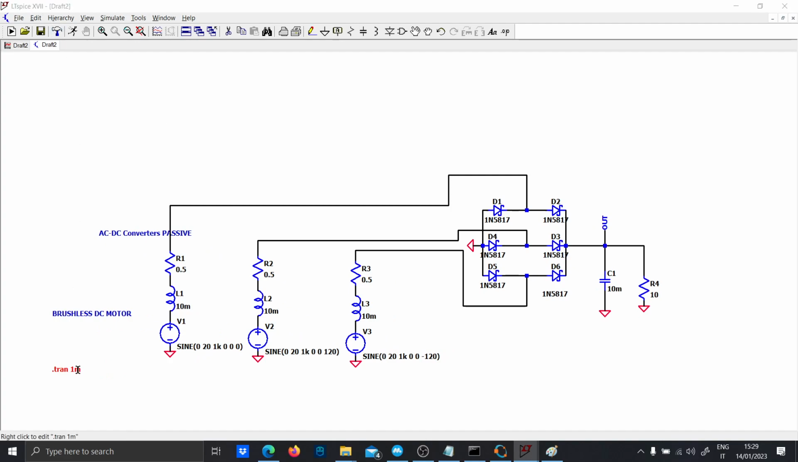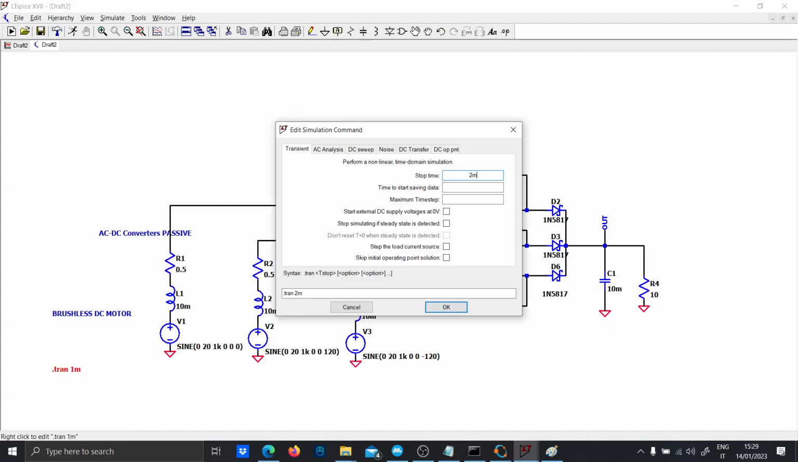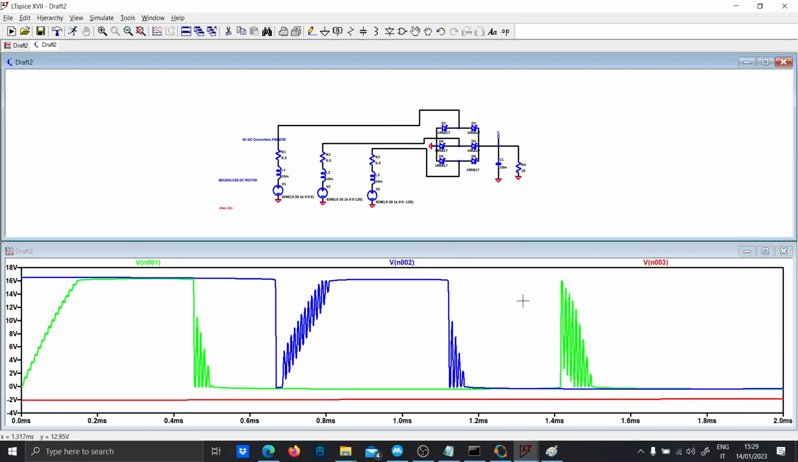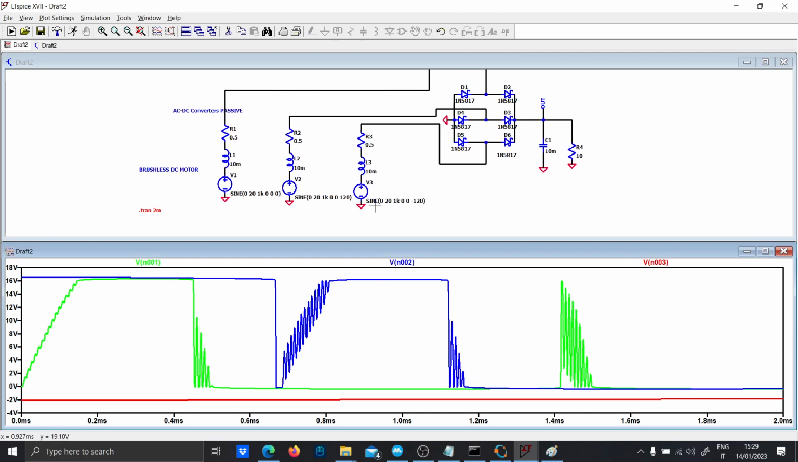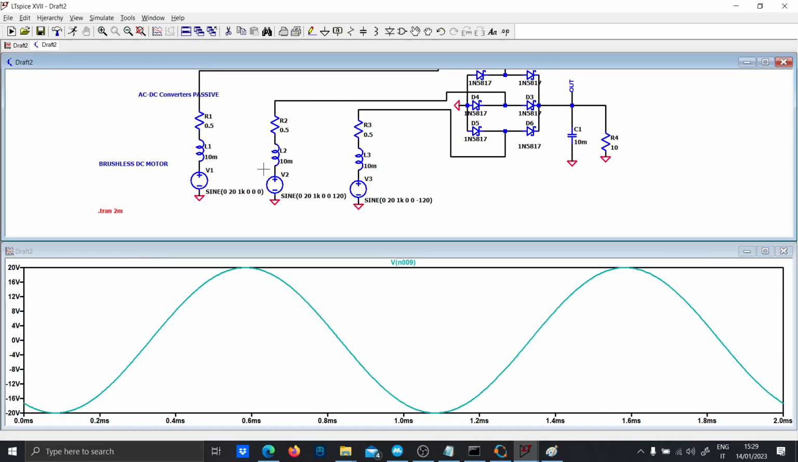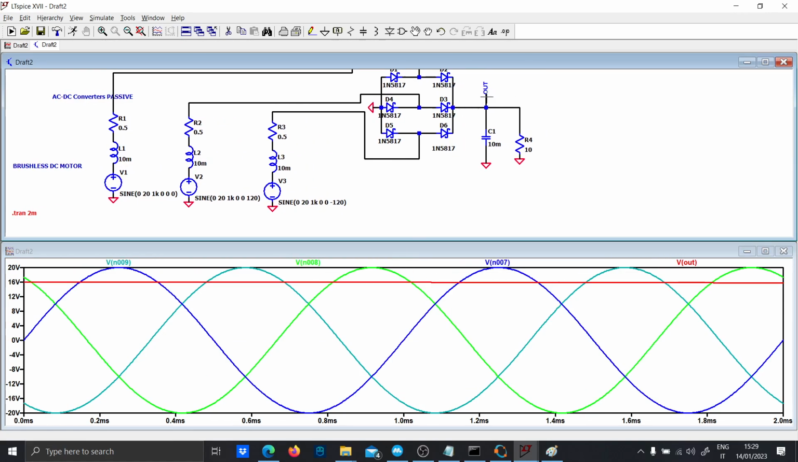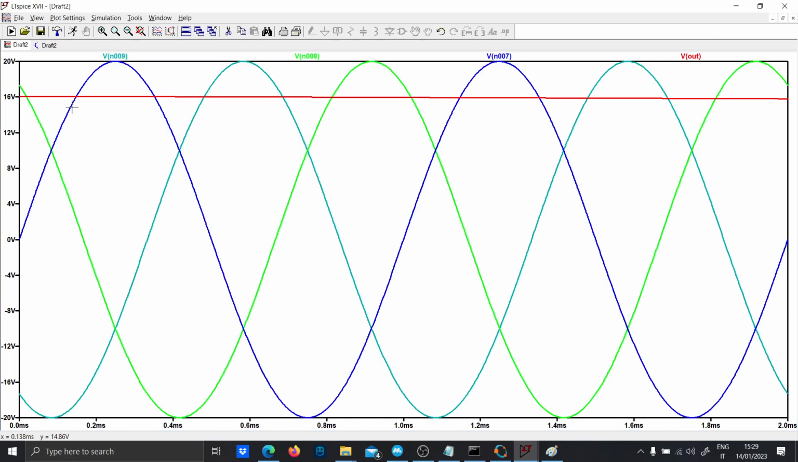Let's run the simulation for 2 milliseconds. Okay, these are not the voltages that we need, don't worry. So this is our 3-phase system, and this is the output voltage. Yeah! So we succeeded in converting our 3-phase voltage into a DC system. As you can see, a bit lower than expected, but still good.